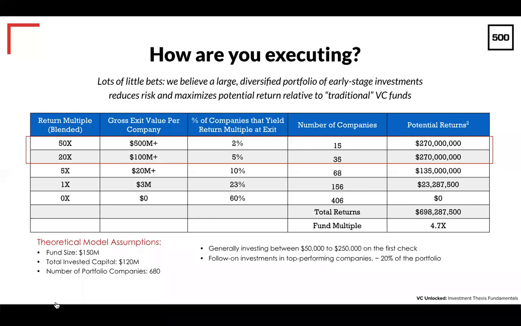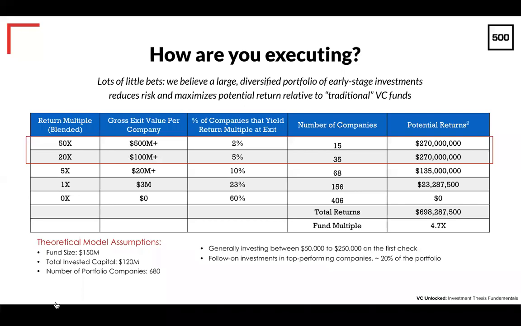So when you have those entry valuation, exit valuation, you can then calculate, for instance, the total return that you have. So this is a theoretical model of a fund size of 150 million. So for instance, here we calculated the total invested capital. And basically, when you look at this component, we decided that for our $150 million fund, we are investing in 680 companies. I know it's a large number, but 500 Startups invests in a lot of companies.